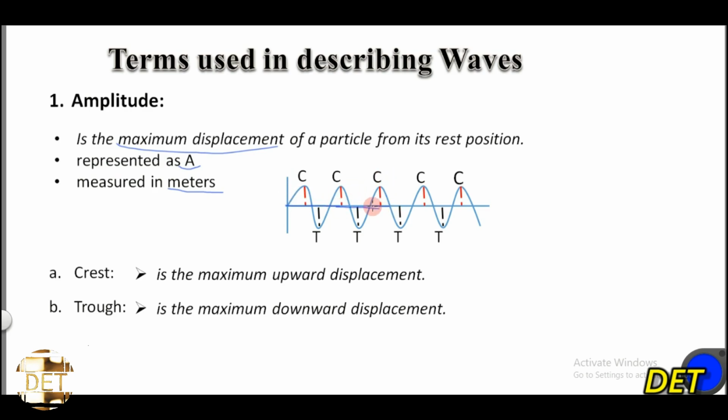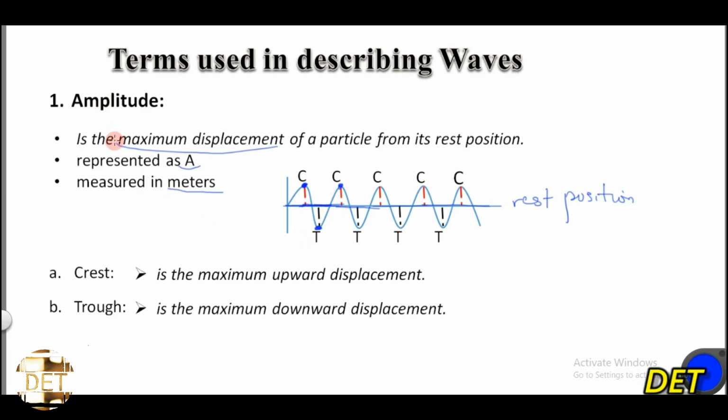This horizontal line here is the rest position. Maximum means highest, greatest. So the maximum displacement of this wave from this rest position is what is referred to as the amplitude. This is the maximum displacement from the rest position, and so this is referred to as the amplitude. This is also the amplitude, because it is the maximum displacement from the rest position.